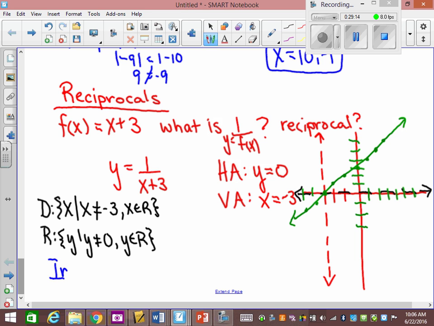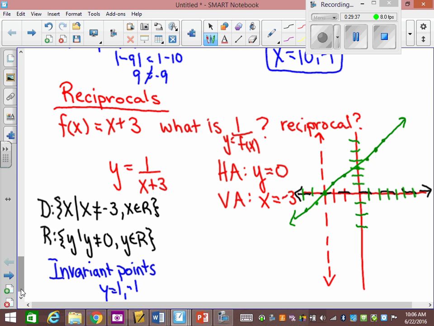The invariant points for reciprocal graphs happen at y equals 1 and -1. Why is that? Because when you do 1 divided by 1, what do you get? 1, so it stays the same. When you do 1 divided by -1, what do you get? -1, so it stays the same.